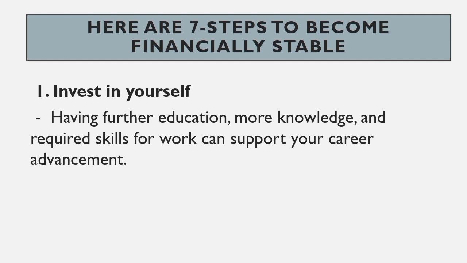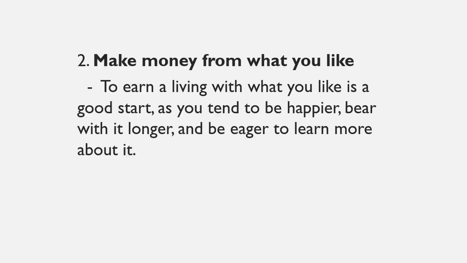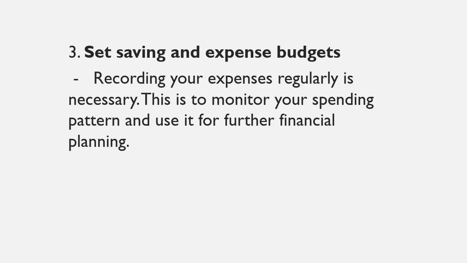The second step is make money from what you like. To earn a living with what you like is a good start, as you tend to be happier, bear with it longer, and be eager to learn more about it. The third step is set saving and expense budget.